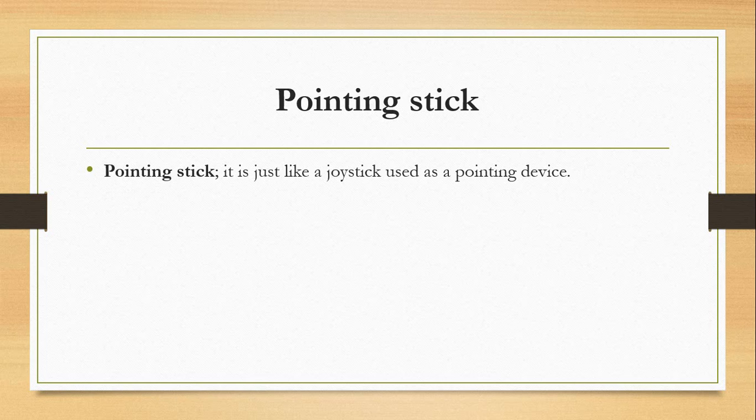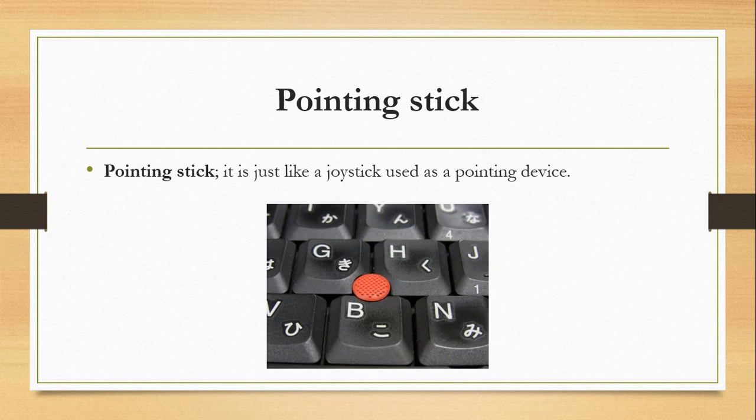Now we have the pointing stick. This one is not common nowadays because the type of laptop or keyboard we have is not common. You see this red device in the midst of the keyboard? This is the pointing stick. It is just like a joystick used as a pointing device. If you put your finger on it, you can use it as you use your mouse on the screen, to direct the cursor.